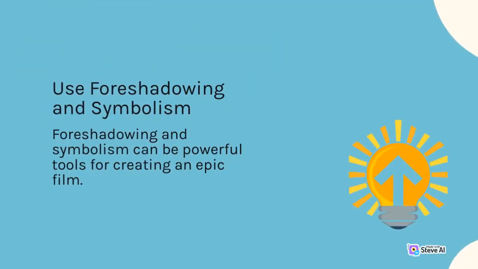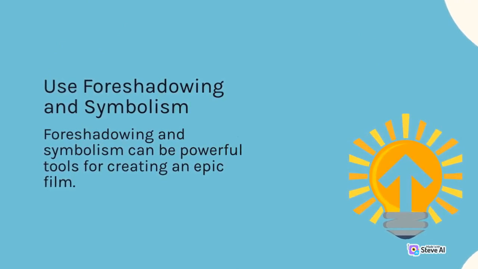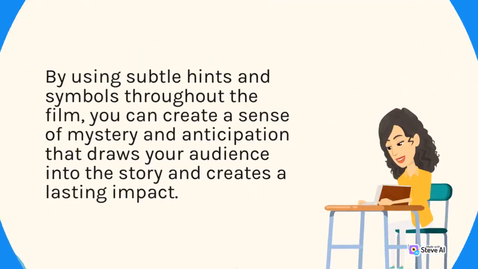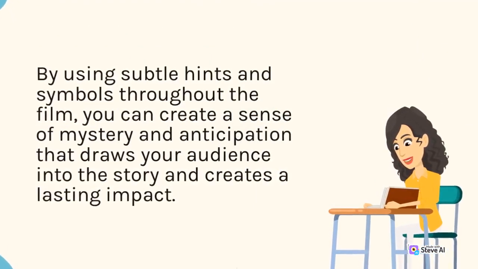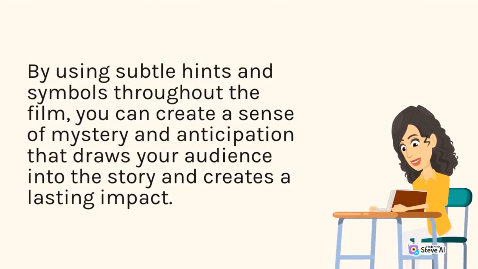Use foreshadowing and symbolism. Foreshadowing and symbolism can be powerful tools for creating an epic film. By using subtle hints and symbols throughout the film, you can create a sense of mystery and anticipation that draws your audience into the story and creates a lasting impact.